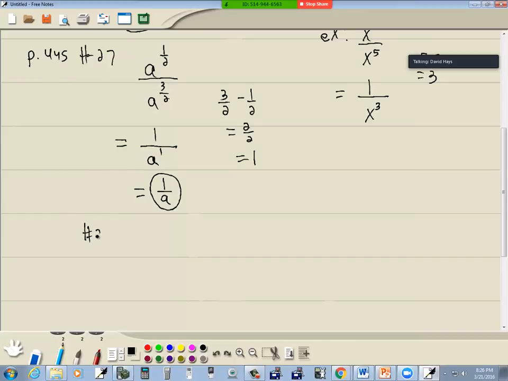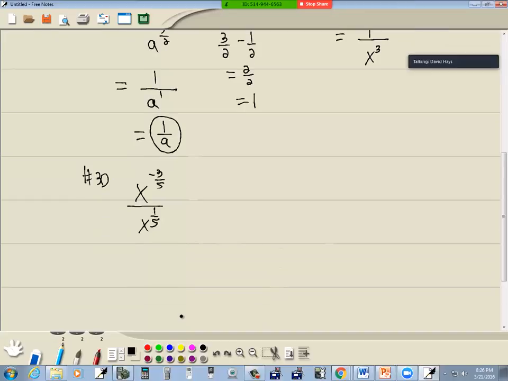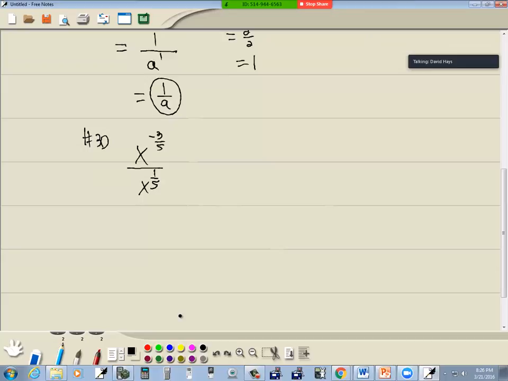Let's see, number 30. We got x to the negative 3/5 over x to the 1/5. And if you remember from before, if we had x to the negative 2 over x to the 5th power, remember how we handled negative exponents. We never liked negative exponents, so we always move it opposite of where it's at in a fraction.